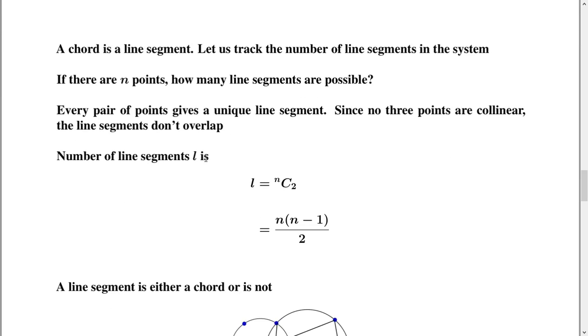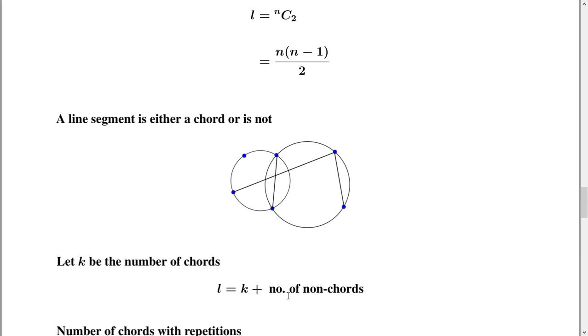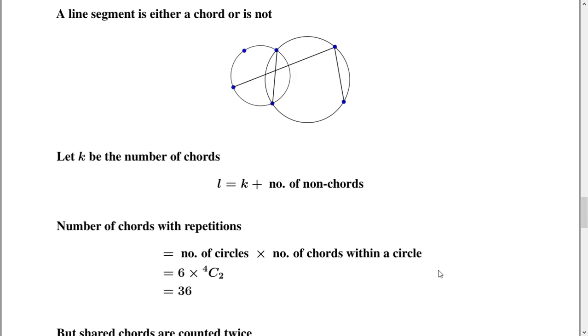So if we call the number of line segments in the system L, then L equals nC2, that is n into n minus 1 by 2. But each line segment is either a chord or it is not, right? In this case, these 2 are chords and this is not a chord. So if the number of chords is k, then L equals k plus the number of non-chords. We have an expression for L. Let's try to get a value for k, that is the number of chords in the system.